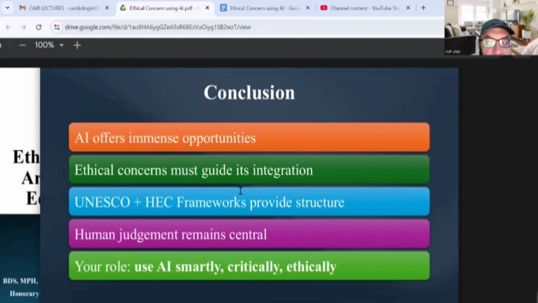The conclusion is that AI offers immense opportunities. Ethical concerns must guide its integration. The UNESCO and HEC frameworks provide structure, but human judgment remains central whenever you are using AI. Your role as a person is to use AI smartly, critically, and ethically. So that is all. Thank you.